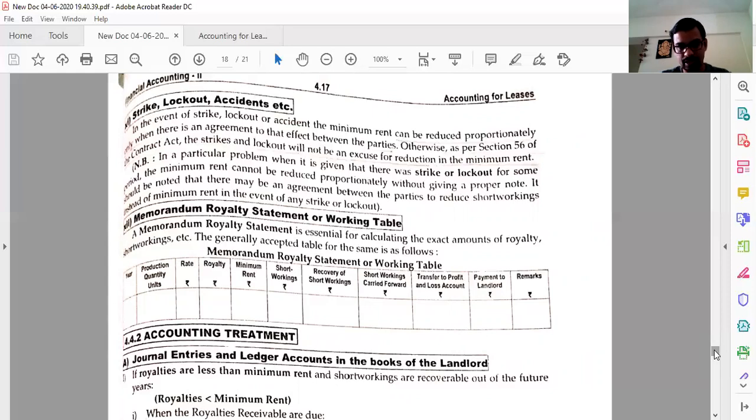Under the short workings, the first table is recovered short workings, the second one is suffered short workings, the third one is the return of short workings, and the last one is payment to landlord. During the regular lectures, we have solved many problems regarding this, so all of you are now familiar with how to prepare the royalty working table.